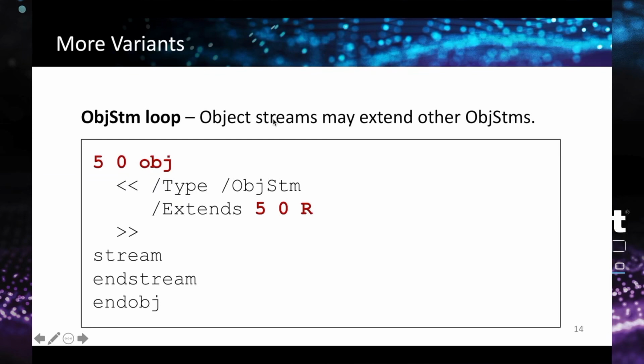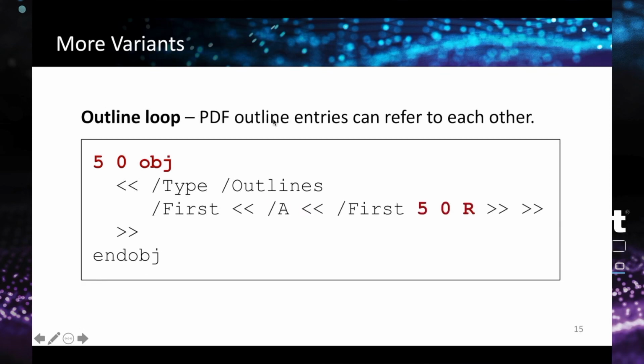And there's lots of other variants without any actions. So using pure structural elements like object stream loops. So PDF object streams, they may extend other object streams, and thereby once again allowing to craft a document with cycles. Or for example, you've probably seen PDF documents that contain an outline. And the entries of an outline, they can reference themselves or each other. And then once again, you can craft a PDF file that when processed parses cycles and results in an infinite loop.